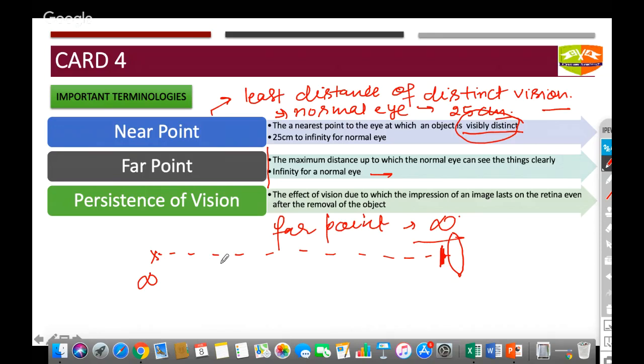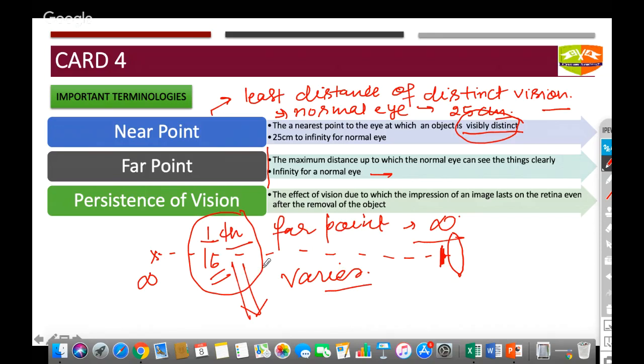Instead, the image lasts on the retina for a fraction of a second. And what is that amount? That amount is 1/16th of a second. So the image will last on the retina even after the light source is cut off or the object is removed, for a fraction of a second, 1/16th of a second. And I can tell you, this time varies from individual to individual, even for normal eyes. This process, due to which the impression of an image lasts on the retina even after the removal of the object or the light source, is known as persistence of vision.